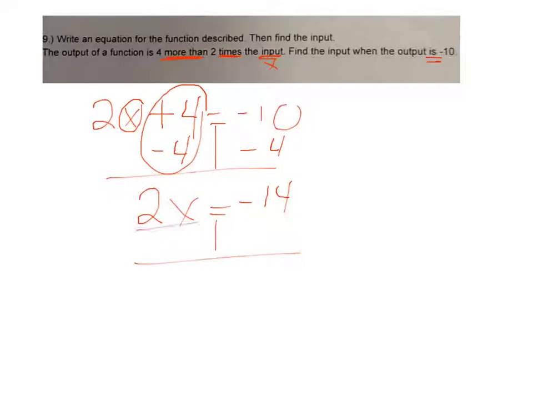We want to undo multiplying by 2, so we got to divide by 2, but what you do to one side, got to do the other to keep it balanced. On the left, 2 divided by 2 gives you 1, so you're left with just x on the left. On the right, negative 14 divided by 2 is negative 7.